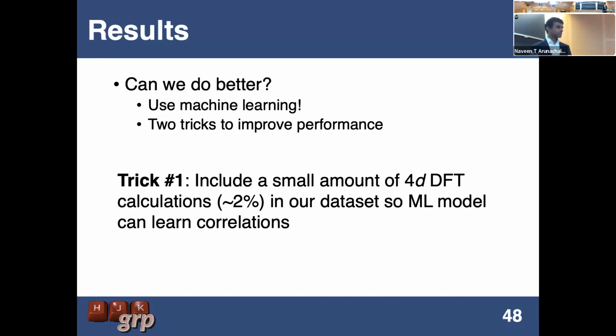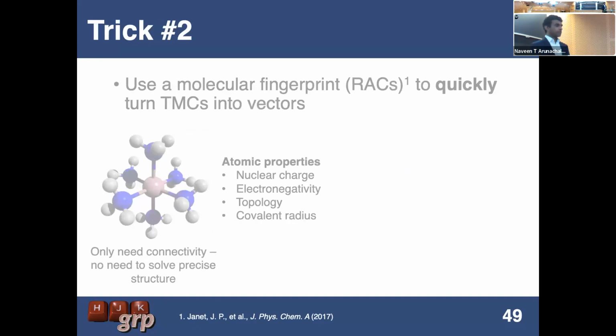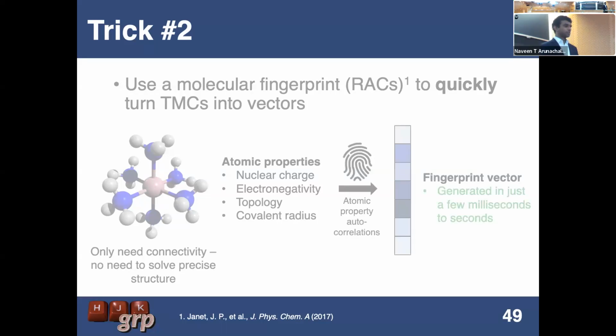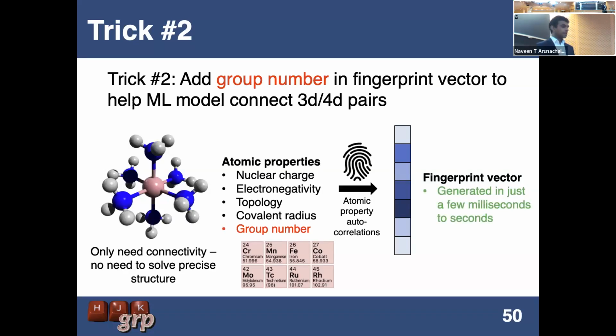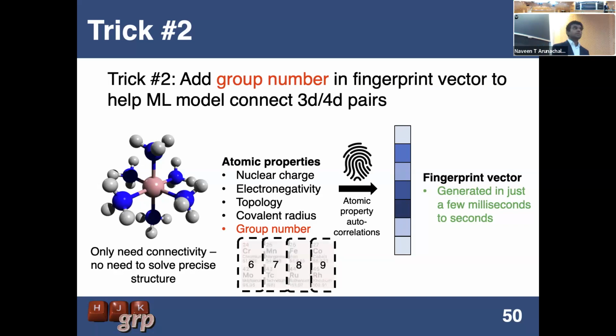So the first thing we can do is include a small amount of 4D DFT calculations, about 2%, into our data sets, so our machine learning model can learn correlations between 3D and 4D data. For the second trick, we can look back to our previous slide about our fingerprint vectors, where we take atomic properties and convert them to vectors, and add an additional atomic property, which is the group number. So by adding the group number, we associate metals that are in the same column of the periodic table with each other, which makes it easier for a machine learning model to pick up on the relationship between the two.